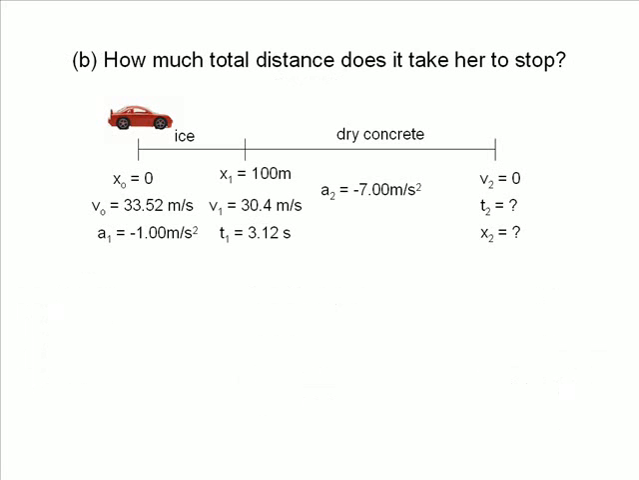In part B, we want to find the total distance the car traveled. Let's look at our given data. Notice the initial velocity and position for the concrete are the final velocity and the position for the ice.